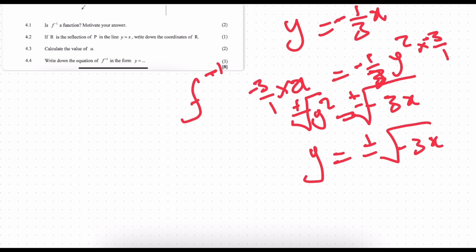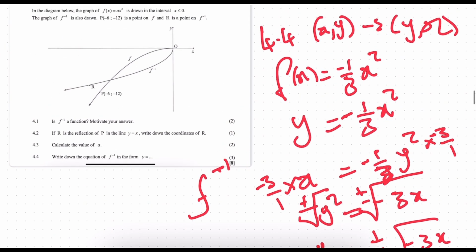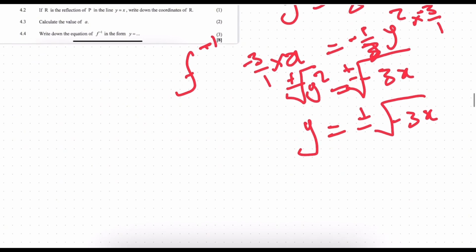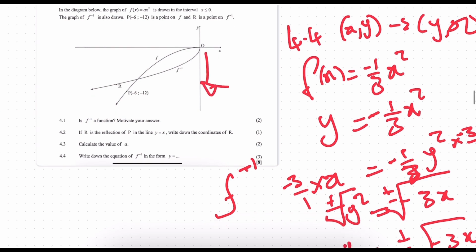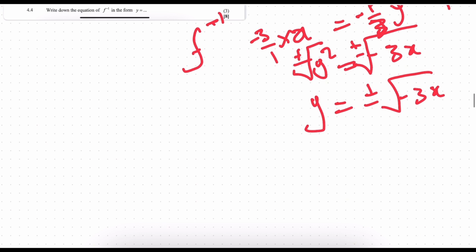Are you done? Let's ask ourselves, are we done? Once I see a plus or minus, that's not fine. But you were told that you're only considering this part where y is negative, right? So the part that's applicable here, I think you say, therefore y is equal to minus the square root of 3x.